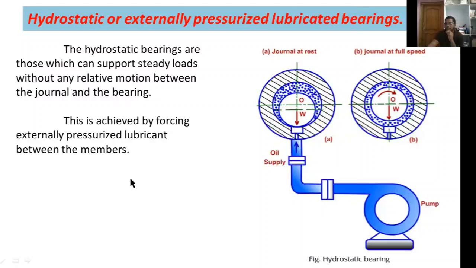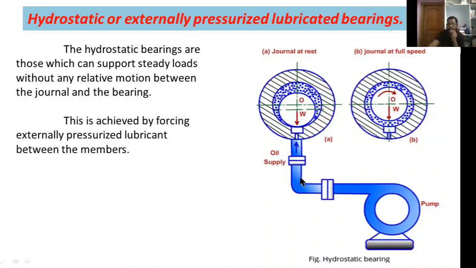Now, hydrostatic bearings are those which can support steady loads without any relative motion between the journal and bearing. This one is the journal or shaft, and this one is the bearing. This is achieved by forcing externally pressurized lubricant between the members. This is the externally pressurized lubrication system.